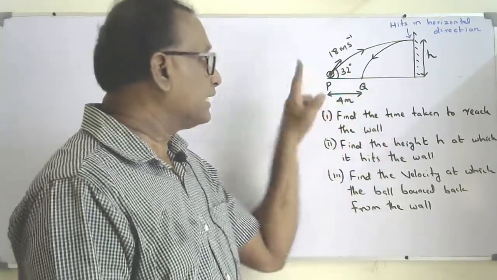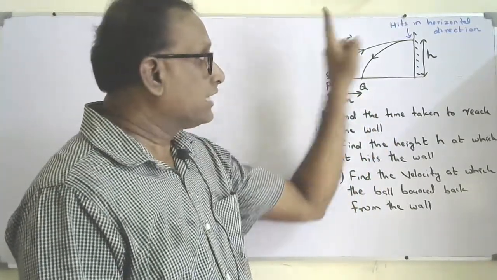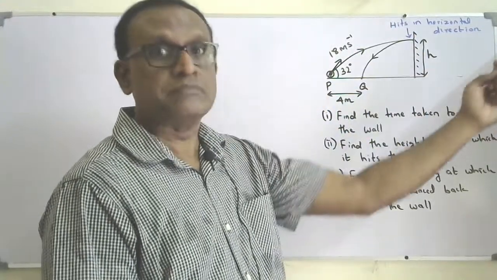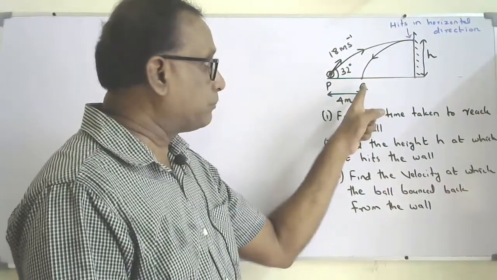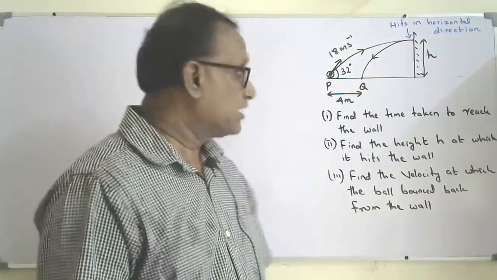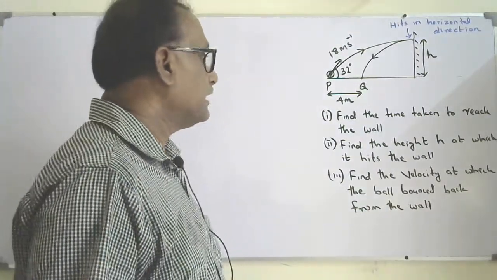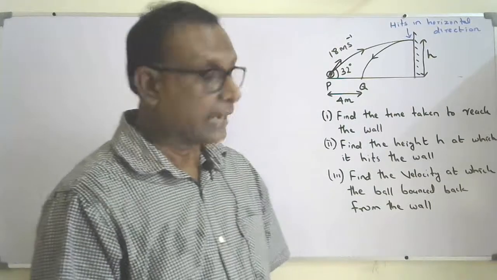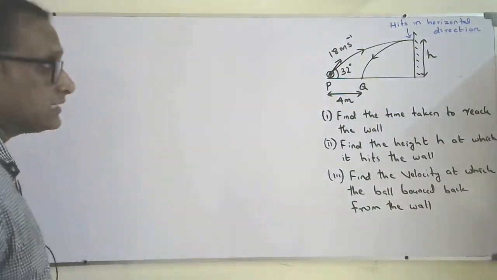So the ball was kicked from P. After hitting the wall horizontally, it bounces back and hits the ground at point Q. The distance between P and Q is 4 meters. First part, find the time taken to reach the wall. Okay, so find the time taken by the ball to reach the wall.